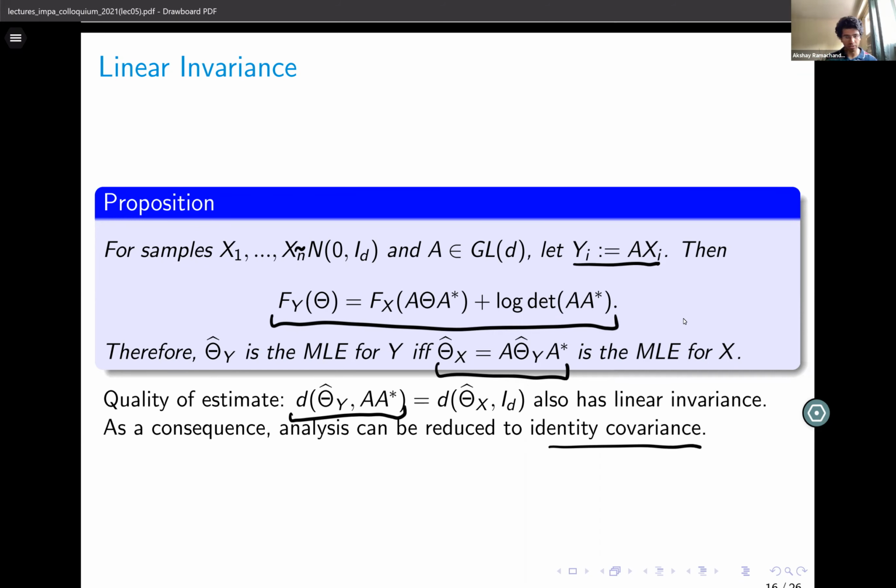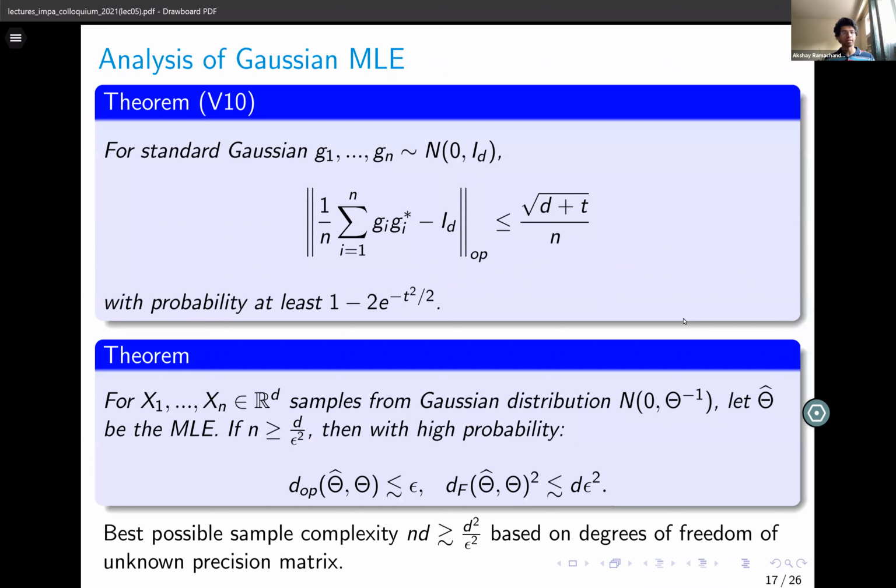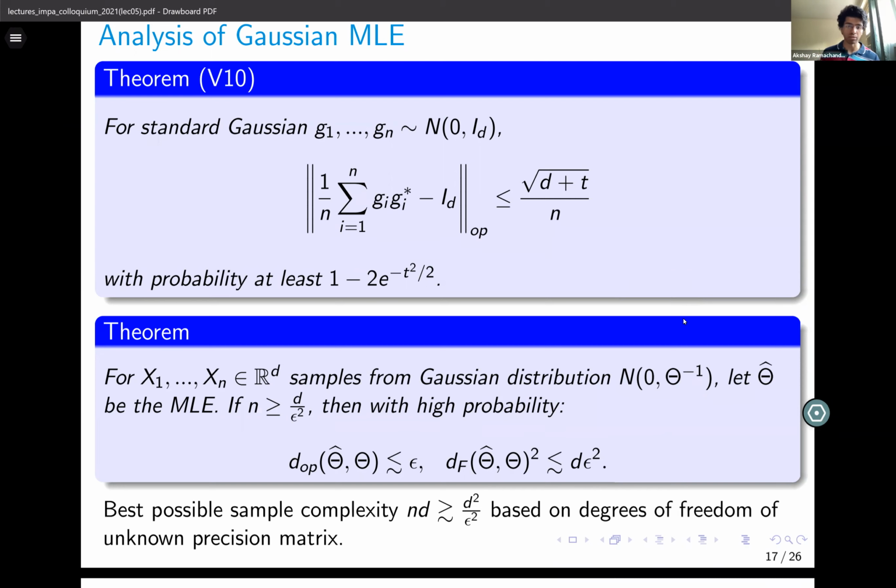So now all that's left, now that we've done this reduction, is to do the analysis. And since we're studying the case of standard Gaussians, we have really powerful Gaussian concentration inequalities that we can use. The sample covariance of a bunch of standard Gaussians concentrates super well around the actual covariance, right? So as soon as you get n much bigger than d, you have very good relative error. In particular, this concentration alone gives that for the MLE, which is the inverse sample covariance, to get epsilon relative error in either the operator norm or the Frobenius norm, you just need n more than d over epsilon squared samples.